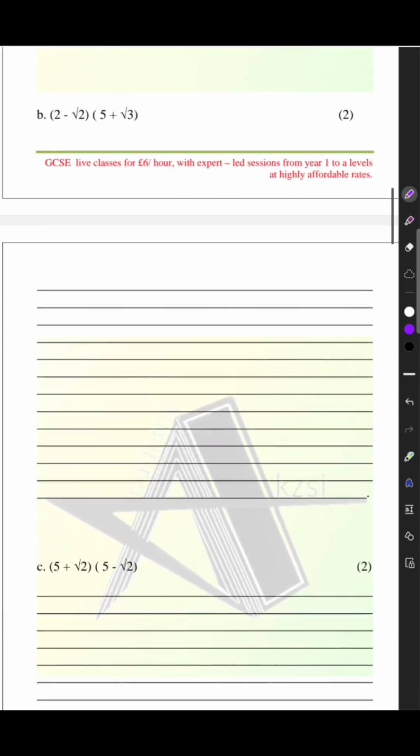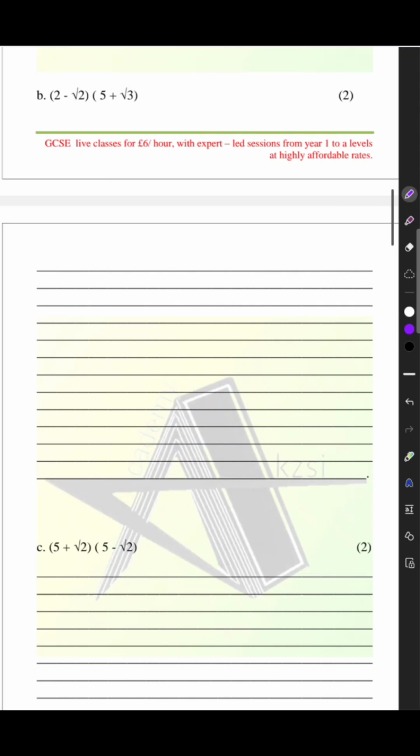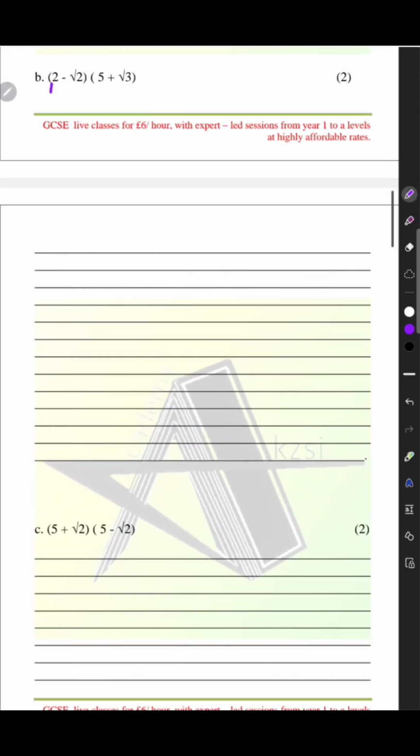Both are fine. 2 minus root 2 times 5 plus root 3. So 2 times 5 will give me 10. Then 2 times root 3 will give me 2 root 3. Then minus root 2 times 5 will give me minus 5 root 2. And minus root 2 times root 3 will give me minus root 6. And I can't simplify it because there is no like term. So it will be written as it is.